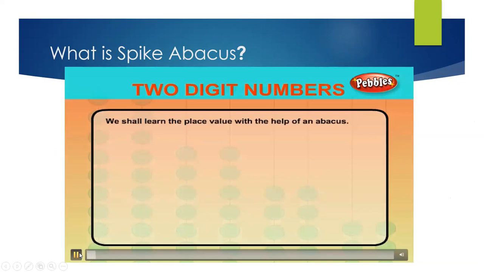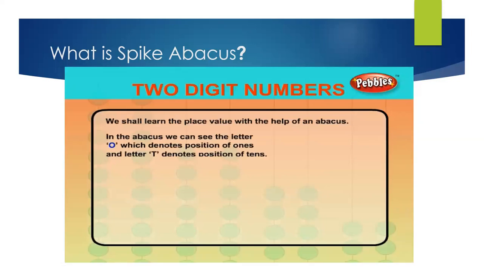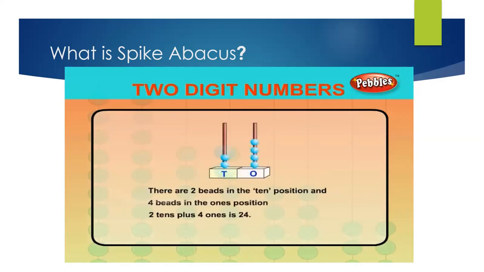We shall learn the place value with the help of an abacus. In the abacus, we can see the letter O, which denotes position of ones, and letter T, which denotes position of tens. In the given figure, there is only one bead in the ones position. This denotes the number 1. In this figure, there are 2 beads in the tens position and 4 beads in the ones position. 2 tens plus 4 ones is 24.